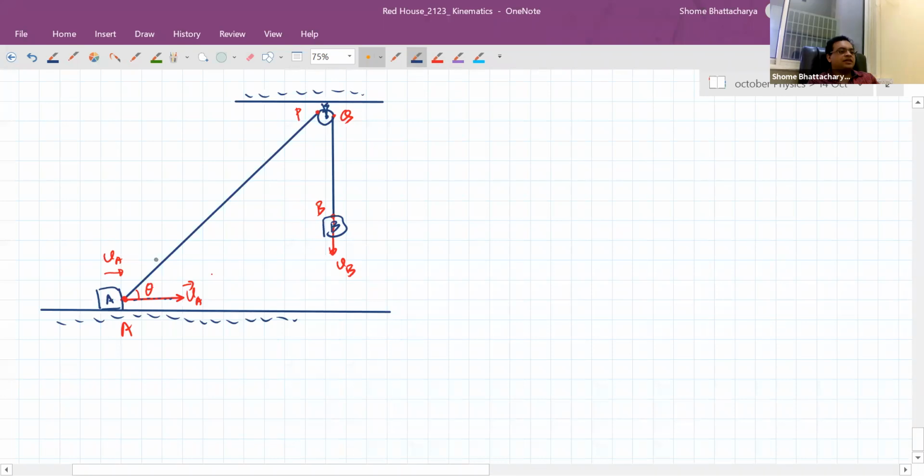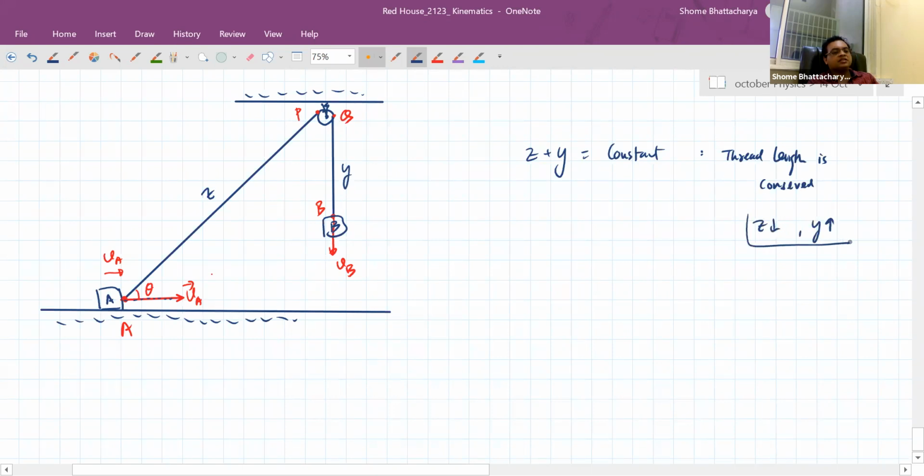Now, this part of the thread length from A to P, let's label that as Z. And this part of the thread length from Q to B, let's label that as Y, let's say. So Z plus Y should be constant because the thread length is conserved. So even though Z is decreasing with time and Y is increasing with time, the sum of Z plus Y should remain constant. Okay.